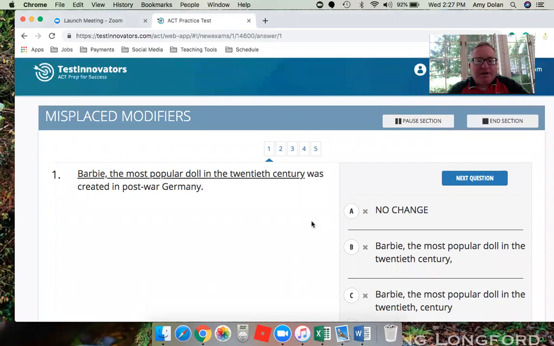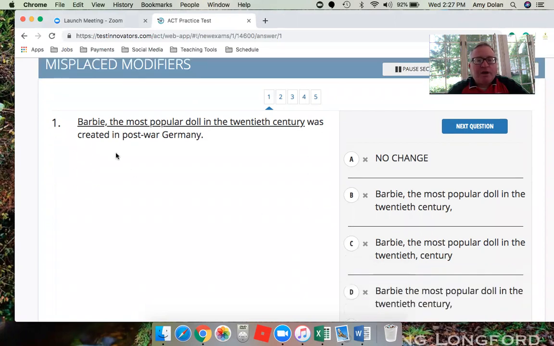So the first one we're going to look at here is: Barbie, the most popular doll in the 20th century, was created in post-war Germany. So what you have to think about is, is this information necessary to the sentence? If I was to scratch that out, could this still be a sentence? Barbie was created in post-war Germany. This is extra info. In school, you might be used to putting parentheses around stuff like that. That's extra, right? That is one of the uses of the comma.